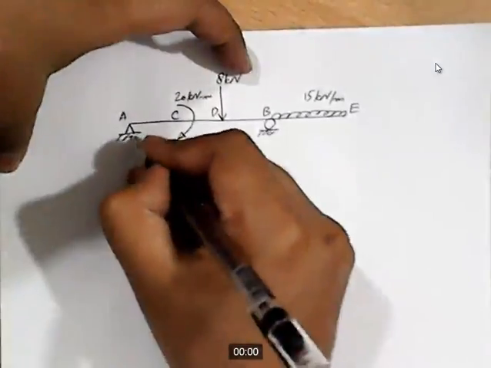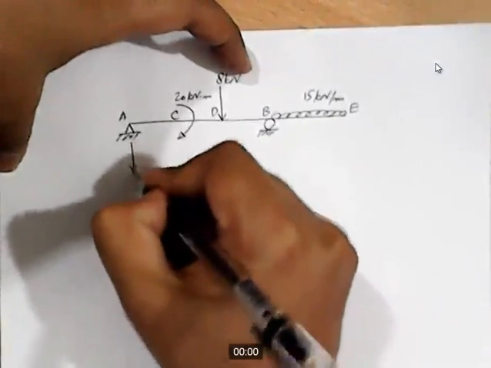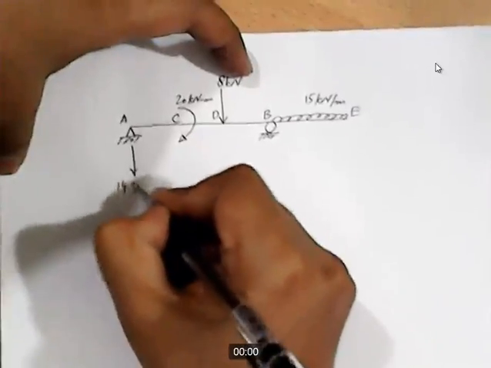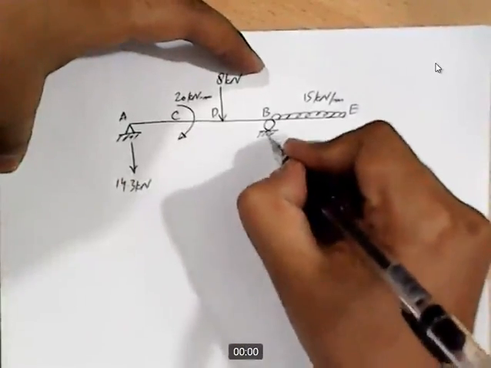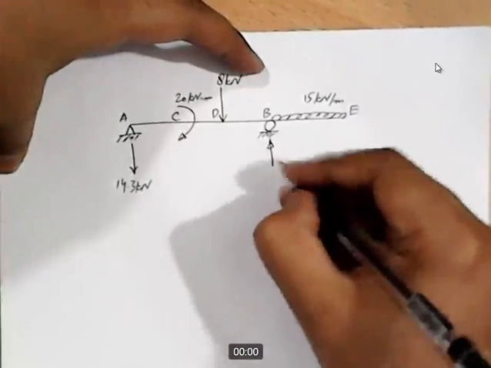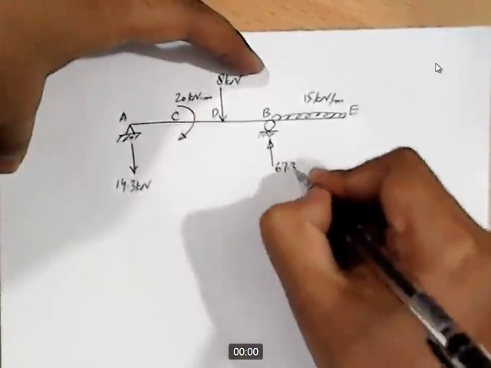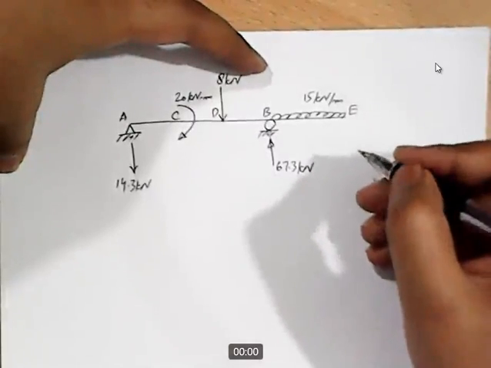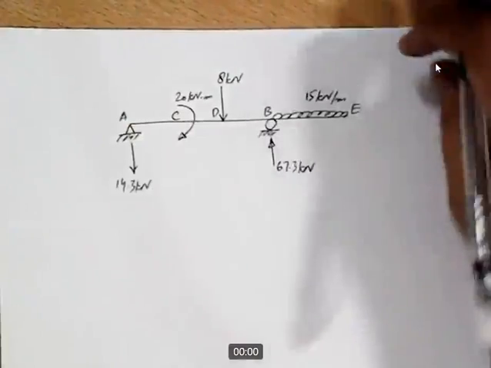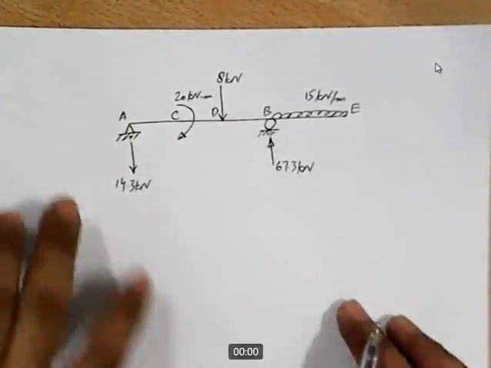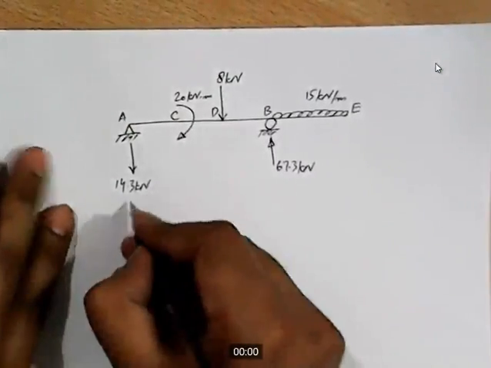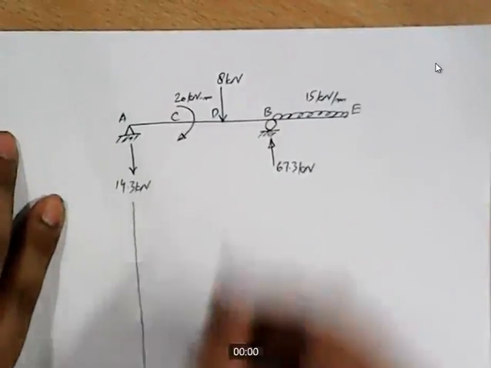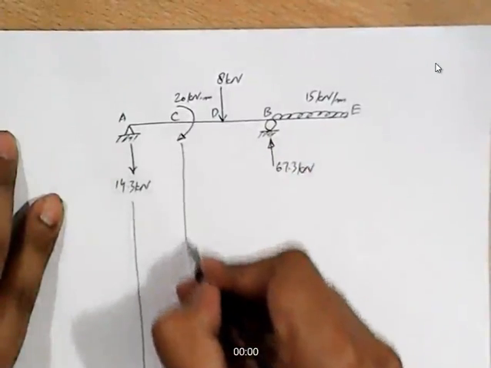The reactions, we have a reaction acting in downward direction, 14.3 kilonewton and 67.3 kilonewton. What else? Do we have any other thing? I think no, I think that's complete. So now let's draw the guidelines to draw shear force diagram and bending moment diagram.